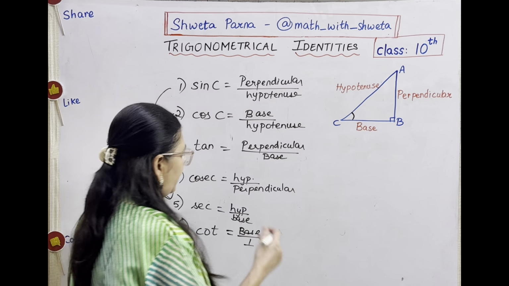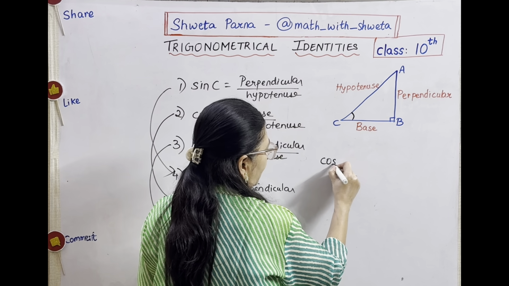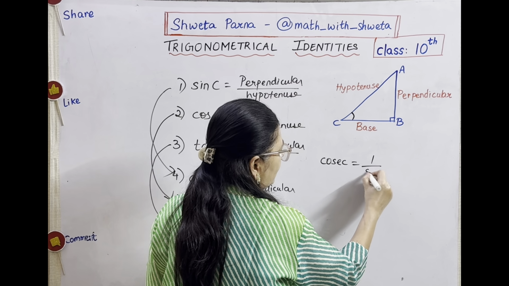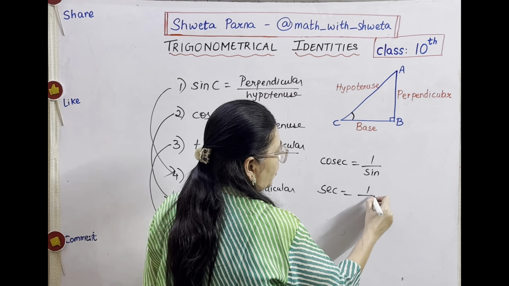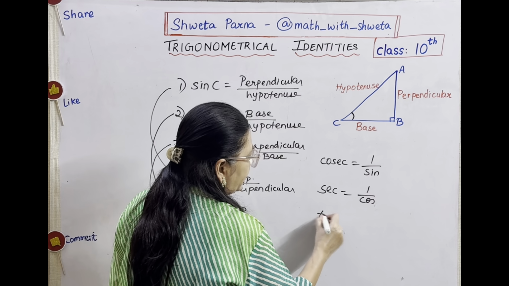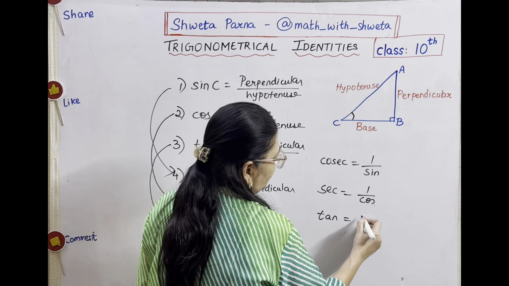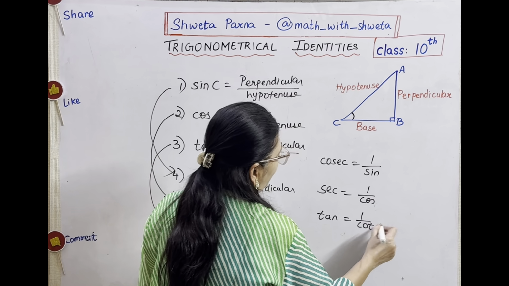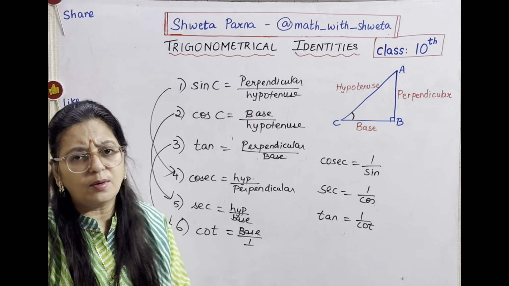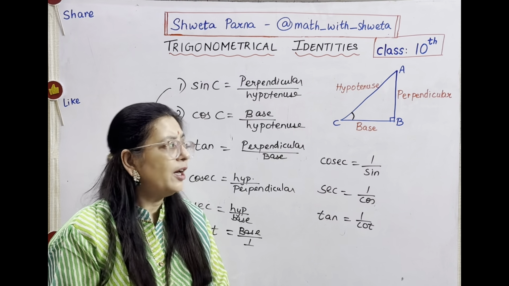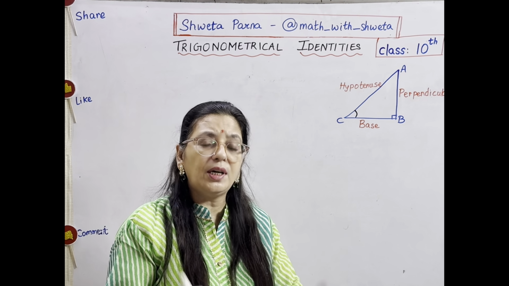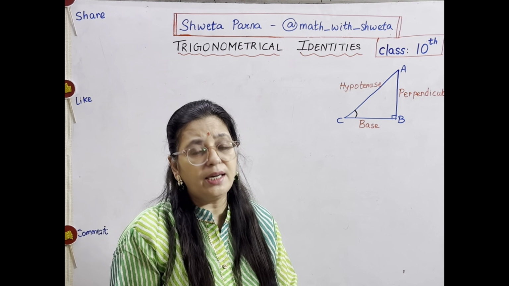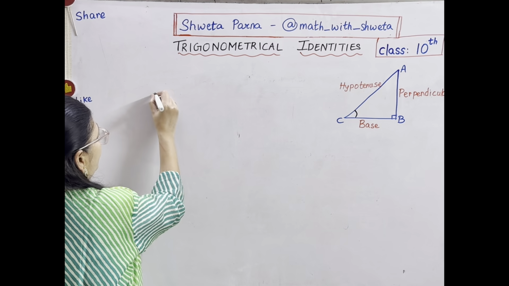So in short, we can say that cosec is 1 upon sine, correct? Sec is 1 upon cos, and tan is 1 upon cot, or cot is 1 upon tan. Either way, it's the same thing. Now let's go to the next part, the trigonometry relations which we are going to apply in this 10th grade, which is very important.